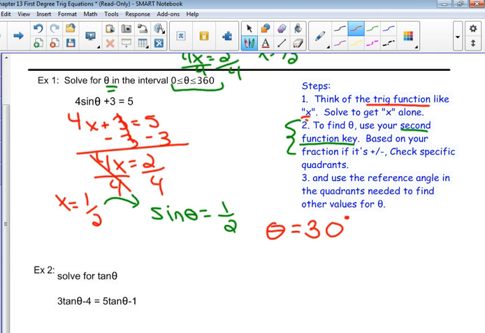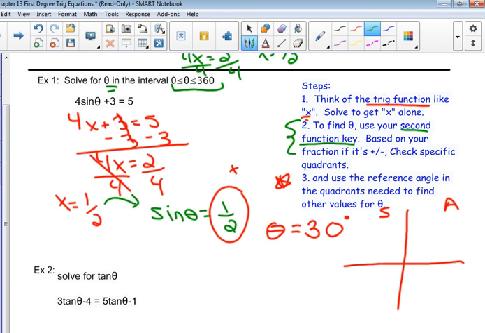Now, the tough part, people always forget to do this last step. We want to make sure all this stuff gets rolled into one problem. We have multiple places where the sine is a positive value, because 1/2 is positive. So we have the A and the S quadrant where sine is positive. In the A quadrant, we got 30 degrees. But what would this angle be in the S quadrant?